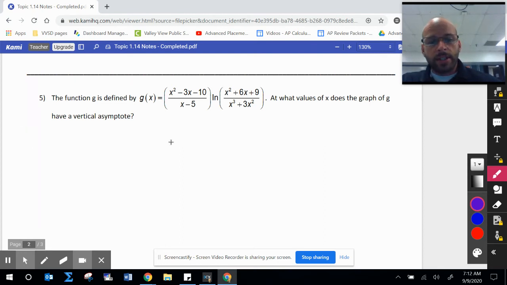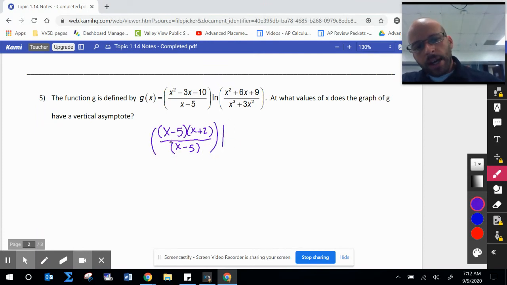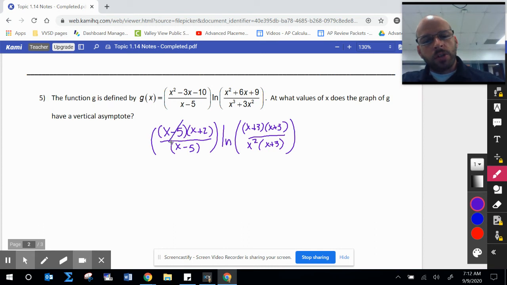So I'm going to try to reduce this thing. If I factor the first piece, x minus 5, x plus 2, all over x minus 5, times the natural log, and I'm going to factor this, x plus 3, x plus 3, all over, I'm going to take out an x squared, x plus 3. You can see that we have a whole bunch of removable discontinuities. So I have removable discontinuities at -5, at -3. So those pieces I'm not too concerned with.